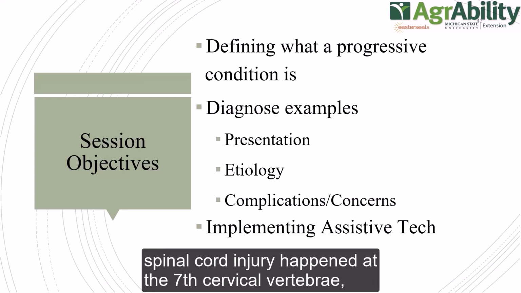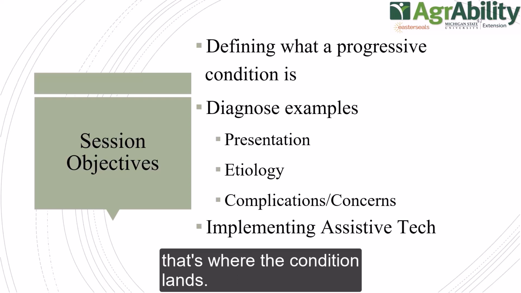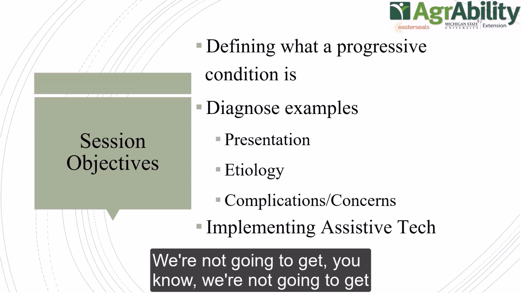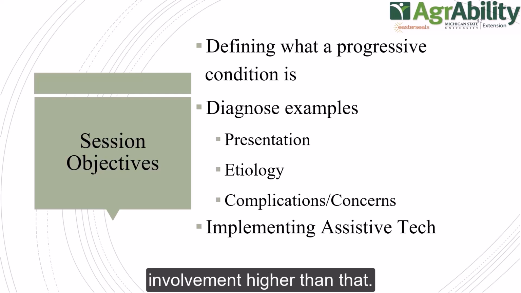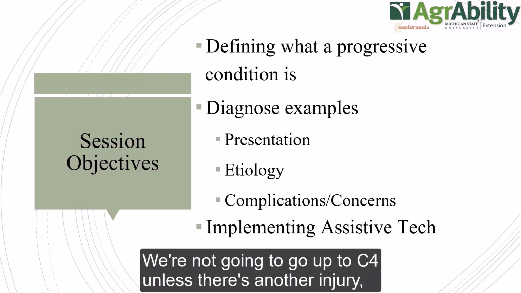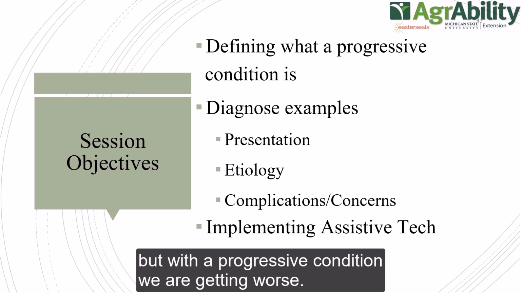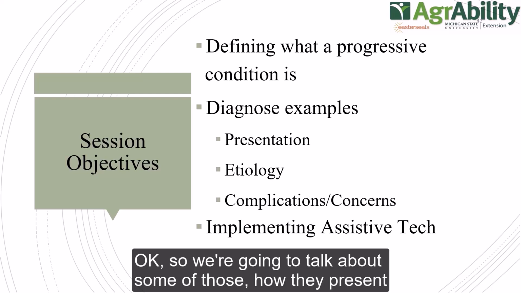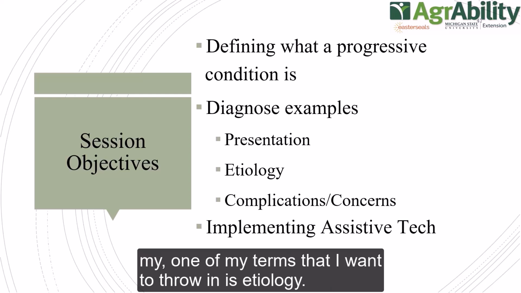If we look at a spinal cord injury real briefly, and that spinal cord injury happened at the 7th cervical vertebrae, that's where the condition lands. We're not going to get involvement higher than that. We're not going to go up to C4 unless there's another injury. But with a progressive condition, we are getting worse, okay? So we're going to talk about some of those, how they present.